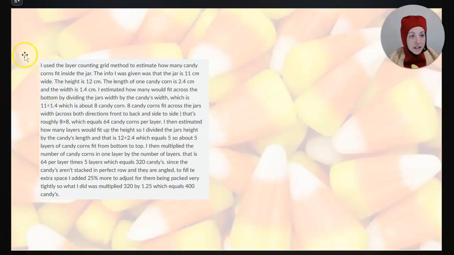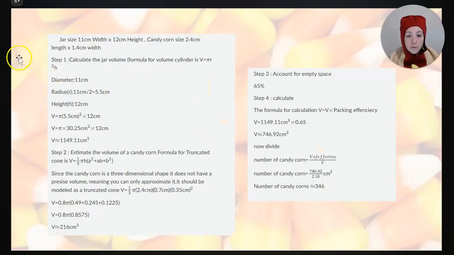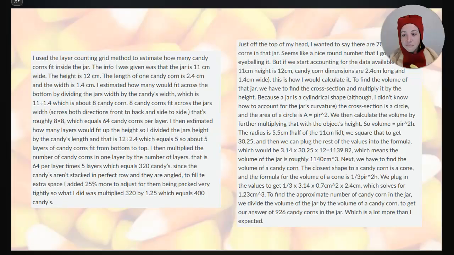And I will go back to this other one here. This person highlighted that they thought maybe there was empty space. So instead of adding, thinking that it's packed in there, this person removed some of their guess because the candy corns might have some empty space in between them. And again, just really, really cool reasoning here. Okay. All right.